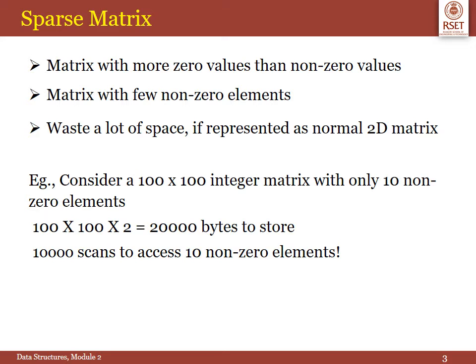For example, let us consider a 100 by 100 integer matrix with only 10 non-zero elements. Remaining elements are all zeros. Since they are integer values, you need only 10 into 2 bytes, that is 20 bytes, to store the non-zero elements. But we are wasting 100 by 100 into 2, that is 20,000 bytes, to store such a matrix. And again, if you want to access any element, you need to make 10,000 scans to access these 10 non-zero elements.